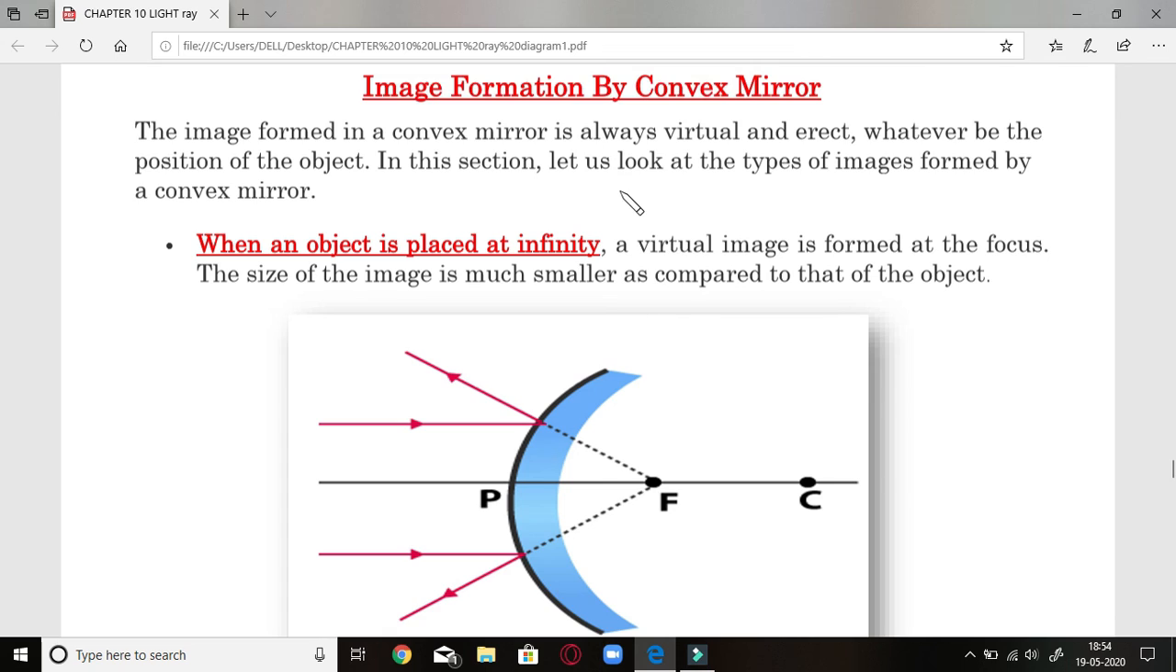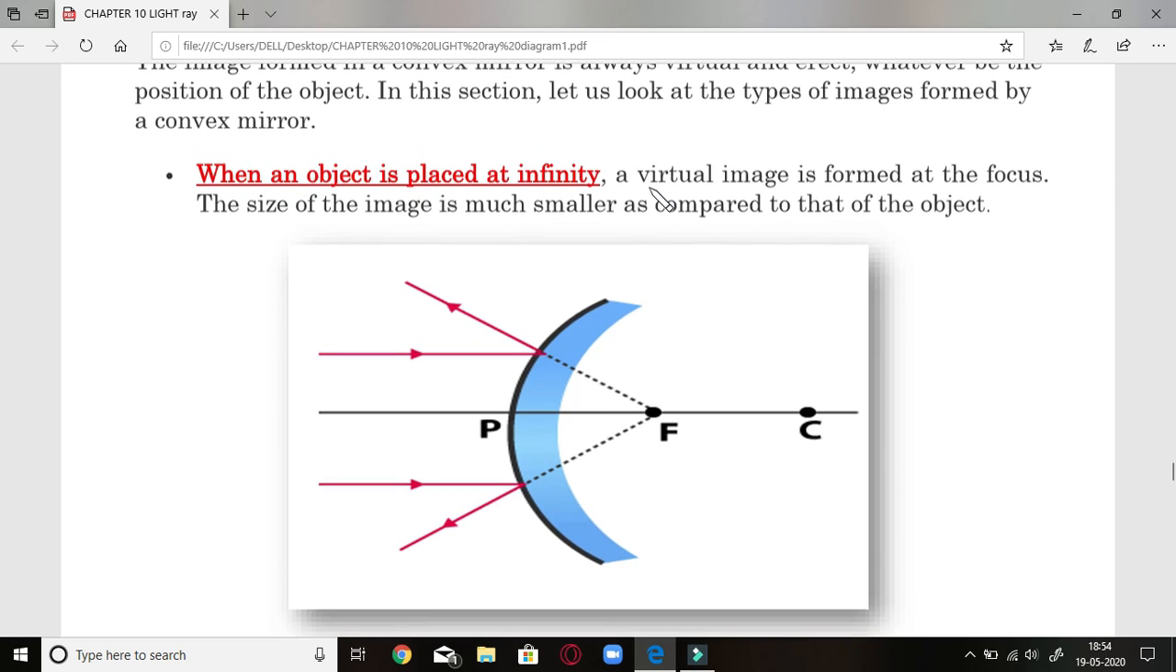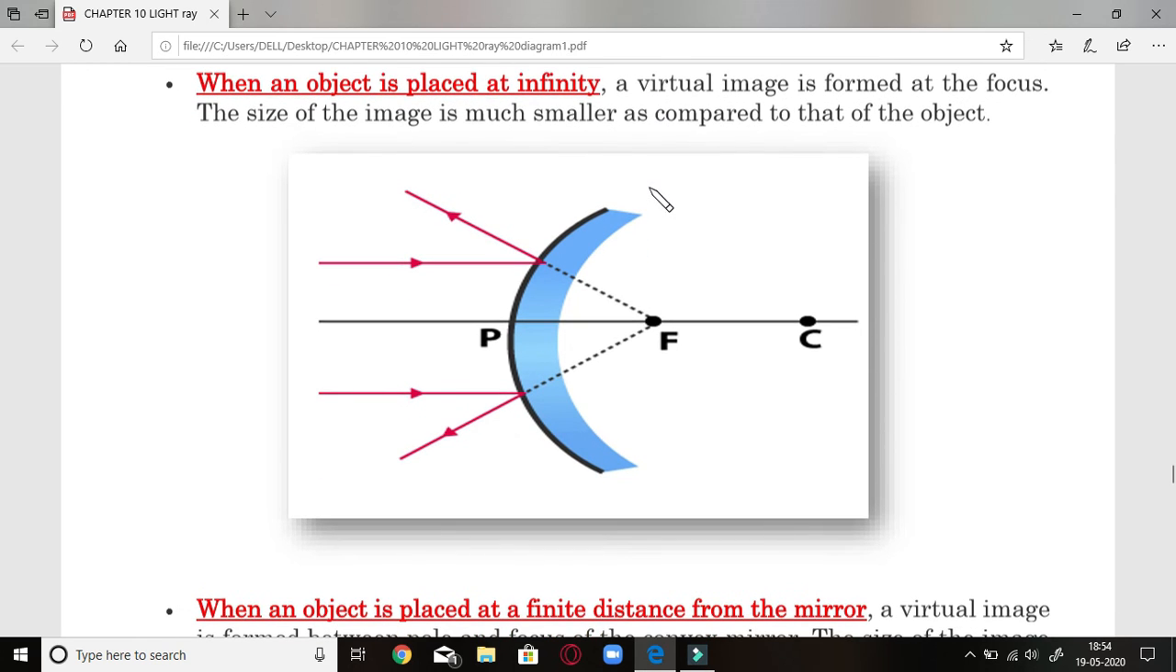Now image formation by convex mirror. Students, you know that a convex mirror is a diverging mirror. Because of the converging nature of the concave mirror, we got 6 diagrams there. But since the convex mirror is a diverging mirror, we are able to get only 2 diagrams here, because whatever the position of the object, we are going to get the same type of image.